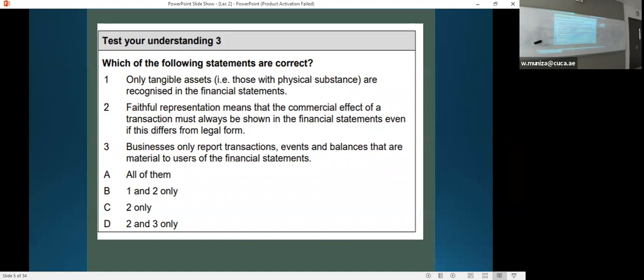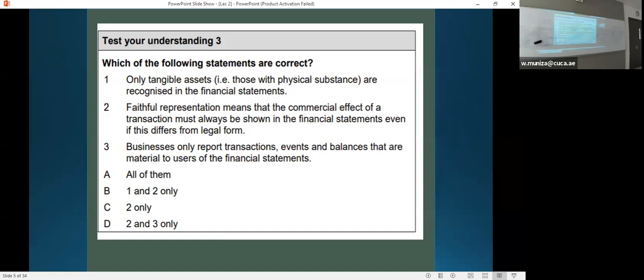Number 1, only tangible assets. They have given us an example, the definition of tangible assets, those with physical substance. Only tangible assets are recognized in the financial statements. Is this true? This is not at all true. In the financial statements, we can have intangible assets, we can have current assets, we can have liabilities, we can have equity, we can have incomes and expenses also. So this one is not correct.